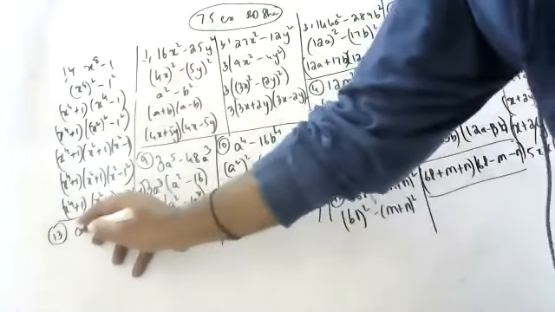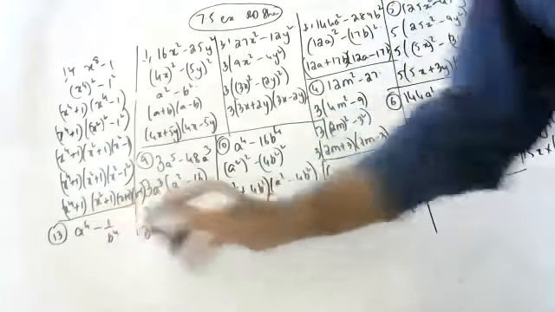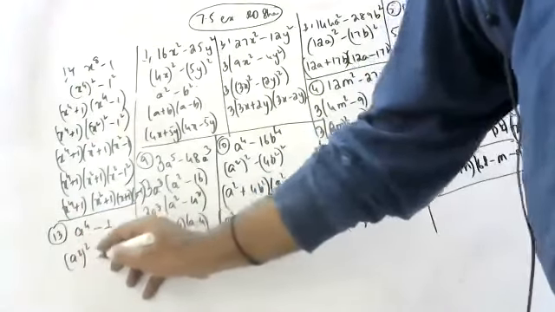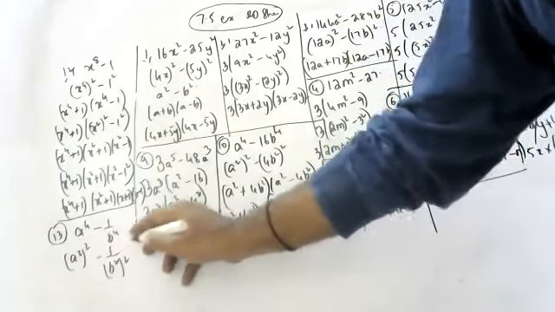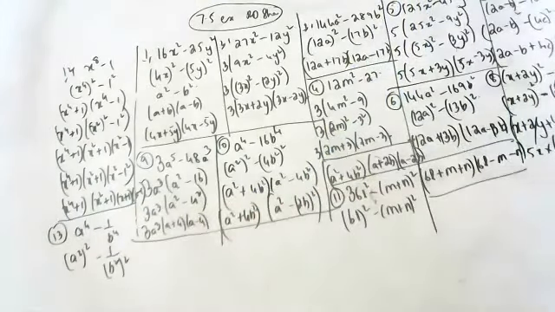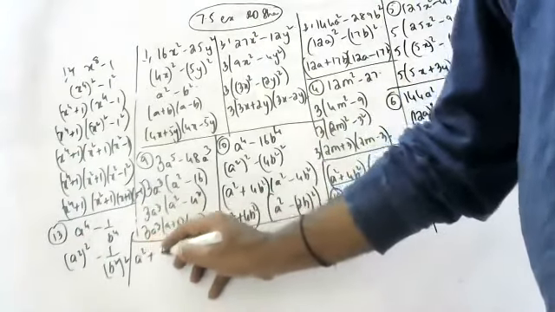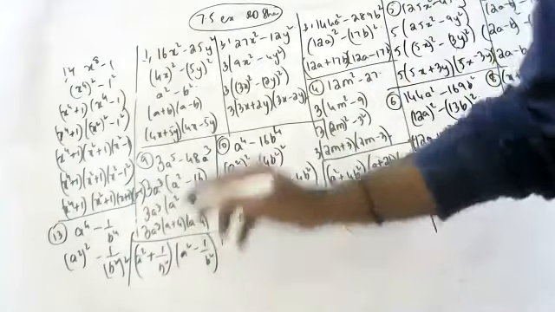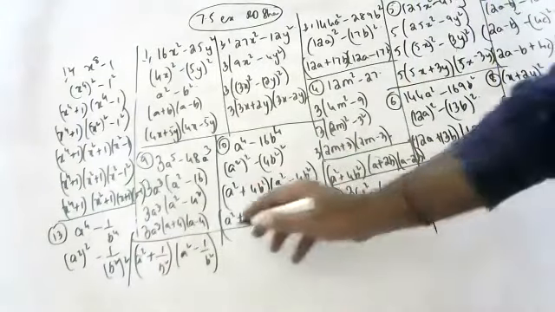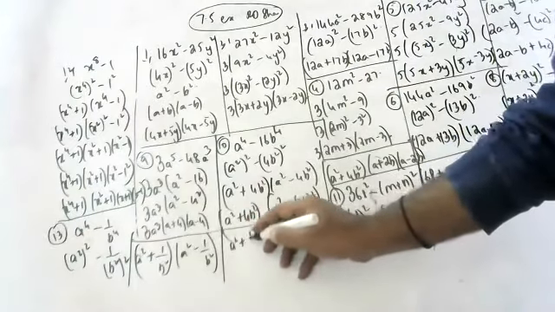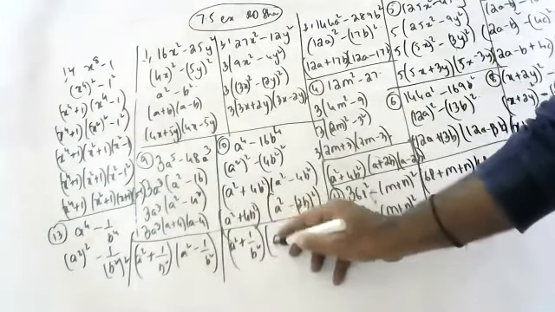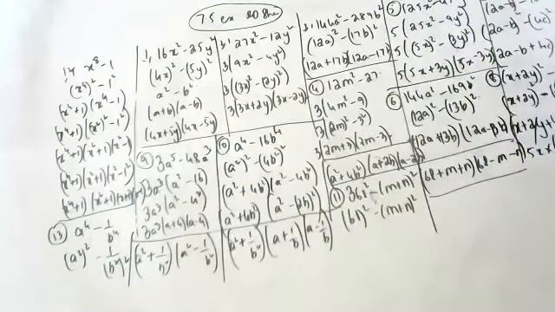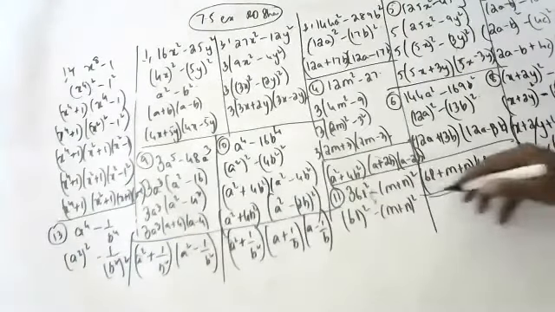a to the power 4 minus 1 by b to the power 4. Yes, sir. Sir, we can write a square whole square minus 1 by b square whole square. Okay. a square plus 1 by b square into a square minus 1 by b square. Again, we can write a square plus 1 by b square into a plus 1 by b into a minus 1 by b. Okay. Next, Raghuram. Yes, sir.